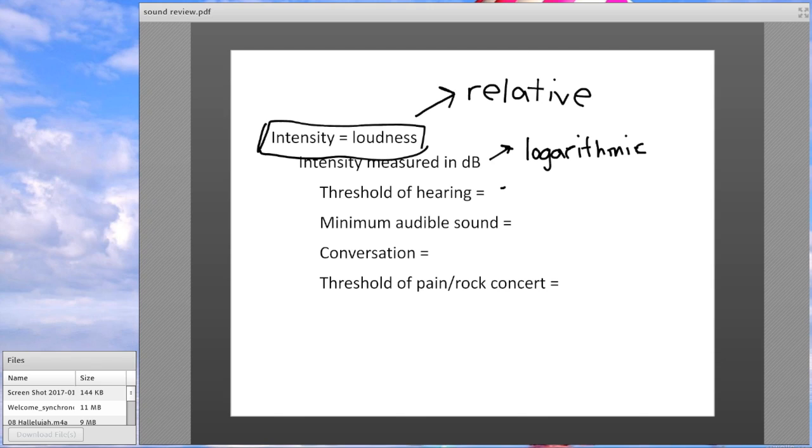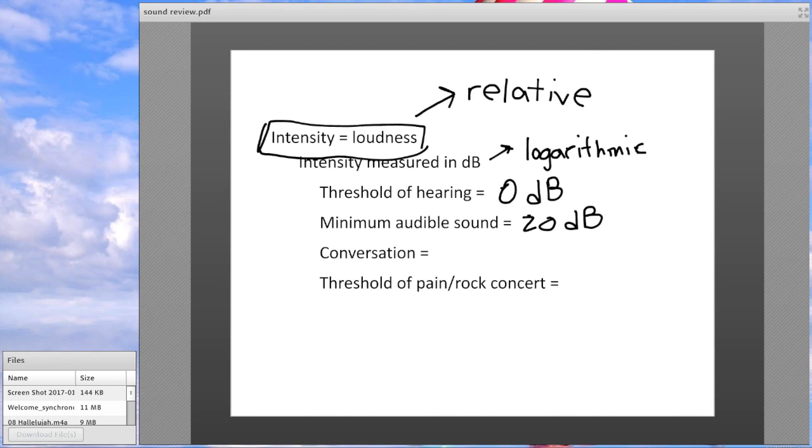And so then we can talk about our threshold of hearing. Our threshold of hearing is 0 decibels. These numbers, again, I'd have to put on a note card, just like my 20 to 20,000, in order to remember them for the test. I wouldn't be able to remember this just reading it once. Your minimum audible sound, this is kind of like whispering. That's about 20 decibels.